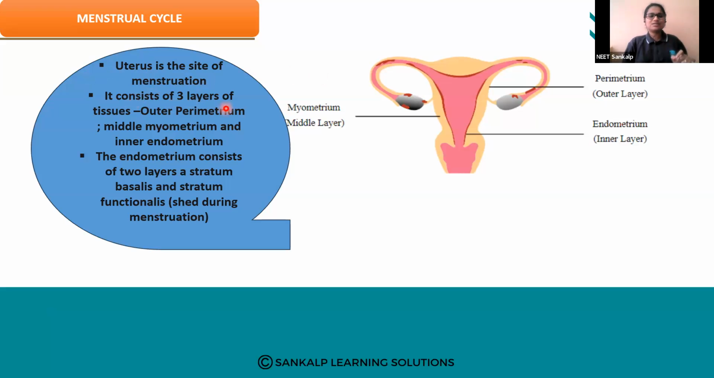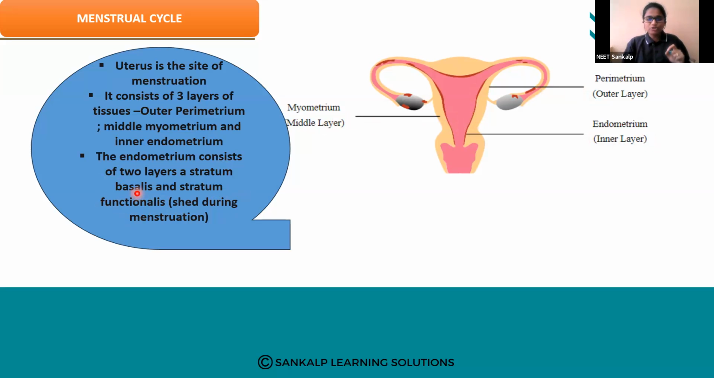Our uterus consists of 3 layers of tissue, guys. The outer layer is called the perimetrium. The middle layer is called the myometrium. And the inner layer is called the endometrium. The endometrium is again divided into 2 layers: one is stratum basalis, and the other is stratum functionalis.